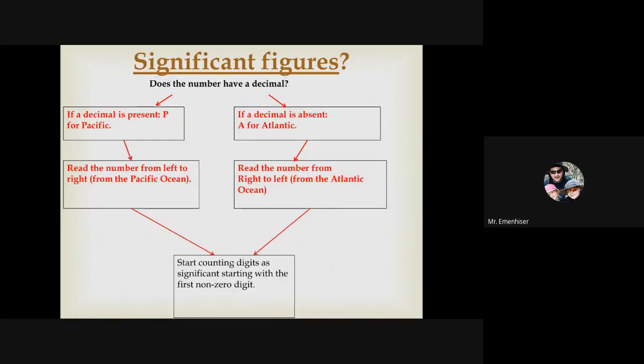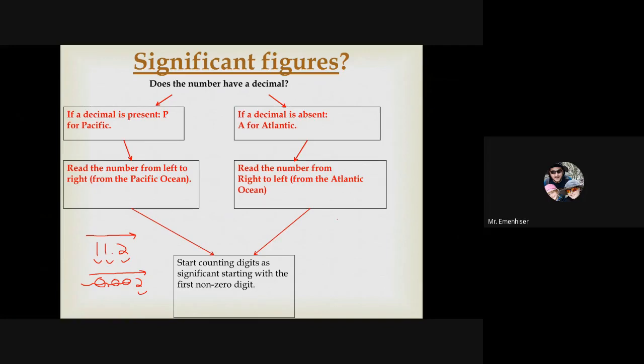Significant figures. If the decimal is present, we say P for Pacific, P for present. If there is a decimal present, like this example, 11.2, then we read the number that way and look at each digit. We start counting digits as significant when we hit a non-zero. We swim through any zeros that we see first. So if it's 0.002 and we read it that way, remember that we swim through the zeros and then we have to count that 2. In this case, we have to count all 3.